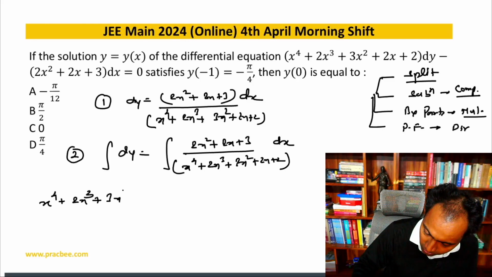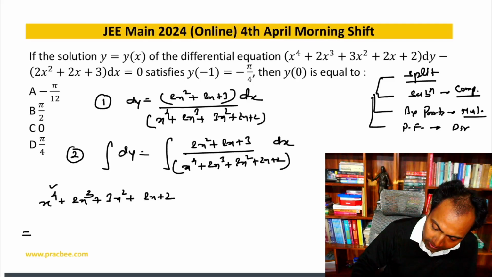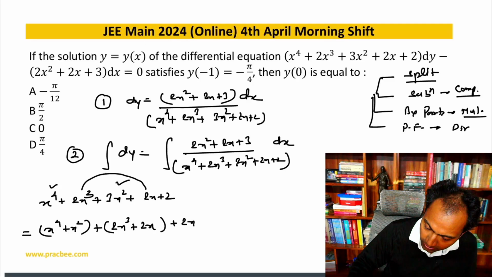So what we need to do is choose and split it into the right kind of terms. We can take x raised to the power 4 and 1x square term from here. We can take this x cube and x term, so 2x cube plus 2x. And then we can take 2x square plus 2, these two terms.